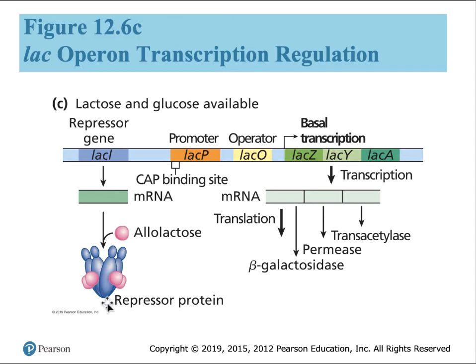And you can see the situation. The repressor protein is floating around freely, bound to allolactose. It can't bind to the operator. The operator is not blocked. However, the level of binding of RNA polymerase to the promoter is very low. As we said before, about 7 to 10% of the activity of this transcription takes place in that scenario.